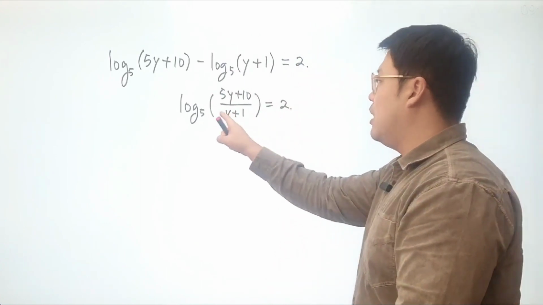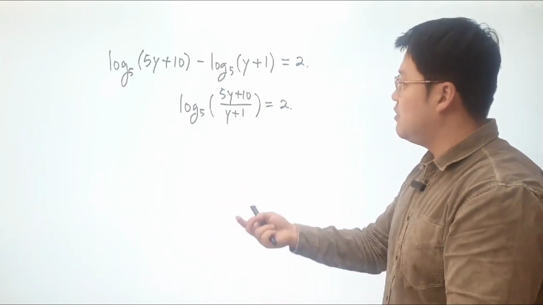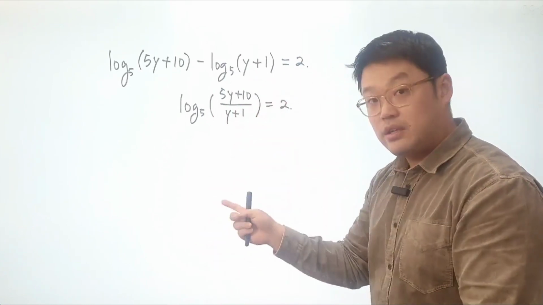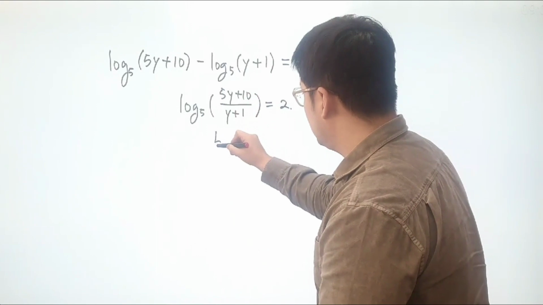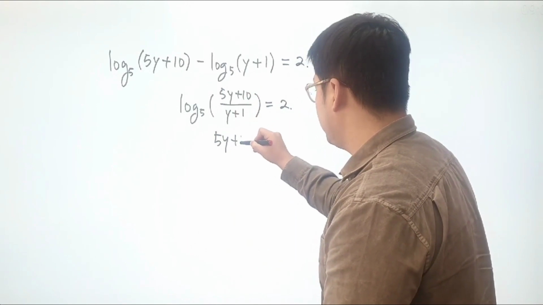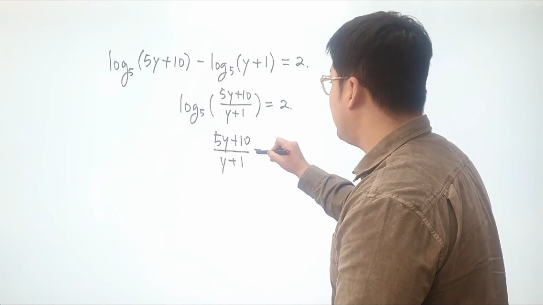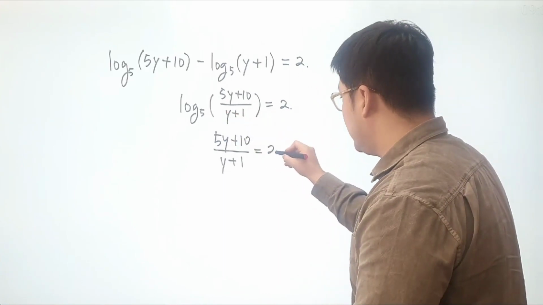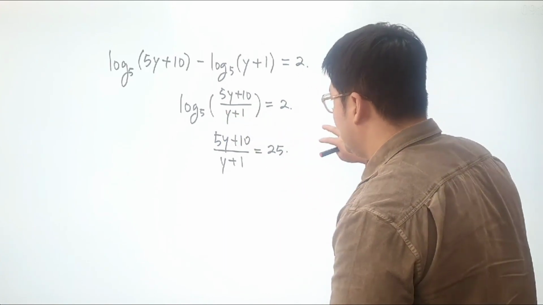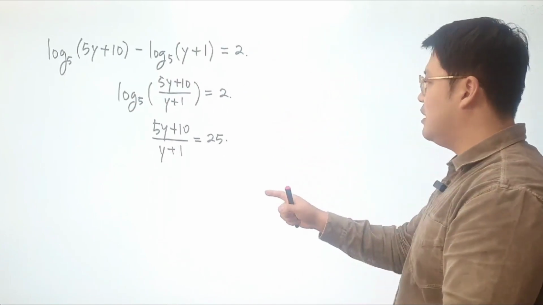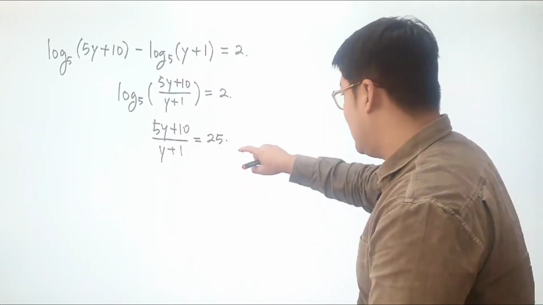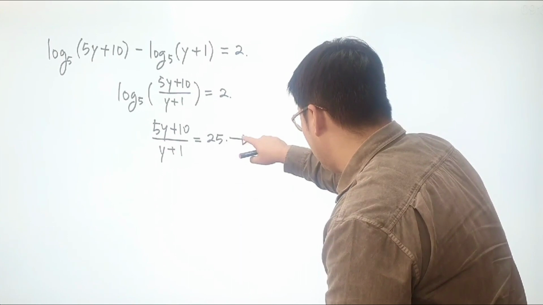Okay? So, according to the definition of logarithm, the input that we have, which is (5y plus 10) divided by (y plus 1), will be 5 to the power of 2, which is just 25. All right, so let me move this right here and solve this in order to find the value of y.